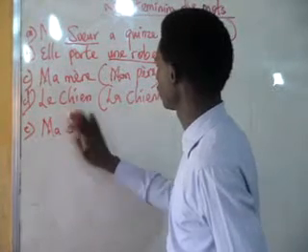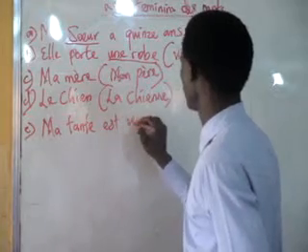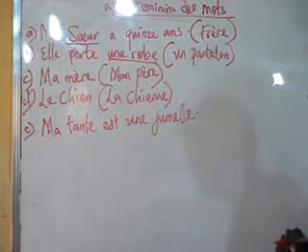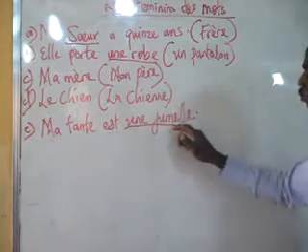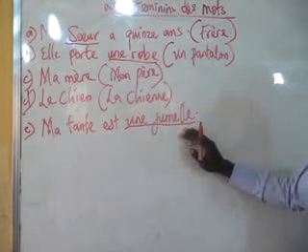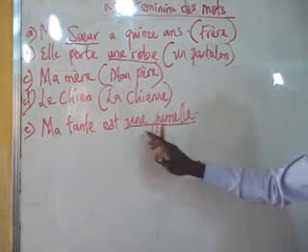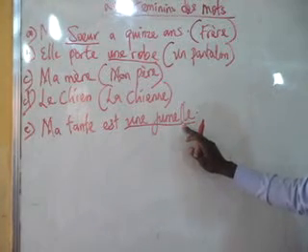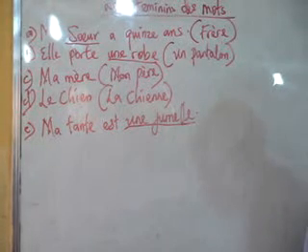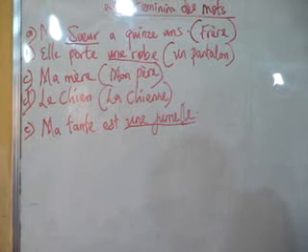Ma tante est une jumelle. Look at this word here, jumelle. My auntie is a twin. Okay? You can use une jumelle. Okay? You find that the ones that end with this E-L-L-E, they are all feminine. E-L-L-E, they are all feminine.